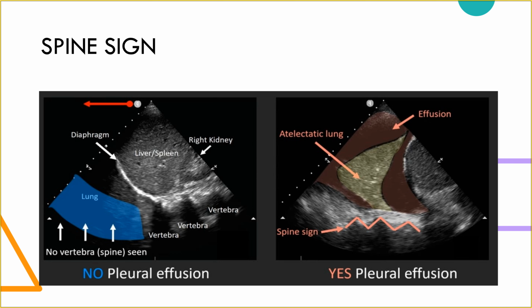Then the other thing is that usually in the lung tissue, the spine is not visible in the area above the diaphragm, because the normal lung tissue does not reflect the sound waves along the spine. However, in cases of pleural effusion, when there is fluid, the spine becomes visible above the diaphragm, and this is also a sign that the patient has got pleural effusion.